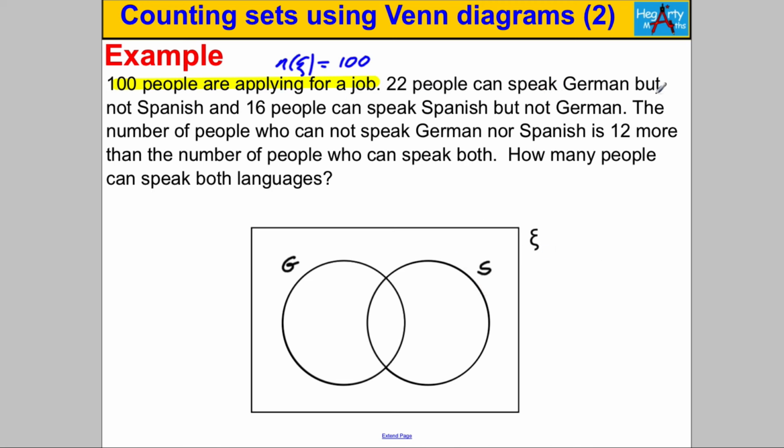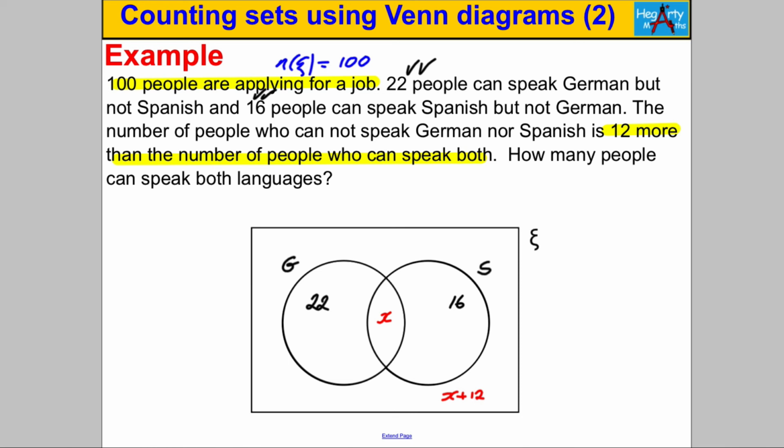Now, 22 people can speak German but not Spanish. 22 must go here, and we've used that fact. 16 people can speak Spanish but not German. 16 must go here, and we've used that fact. It says the number of people who cannot speak German nor Spanish is, and this is key, 12 more than the number of people who can speak both. So we don't know how many can speak both, but let's call it x. And then the number of people outside here is 12 more than this. So we're going to call this x add 12 here.